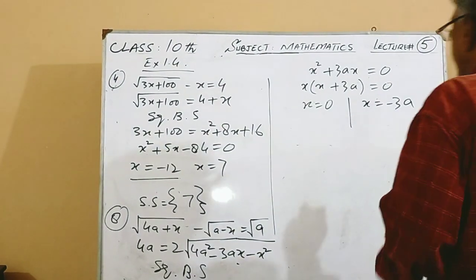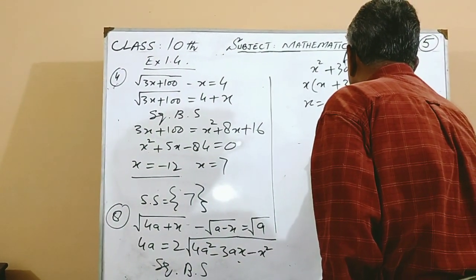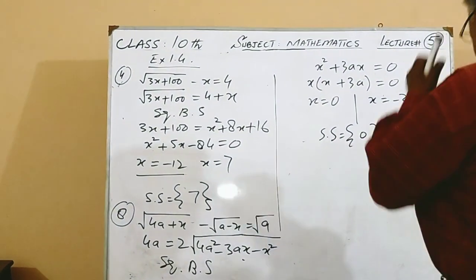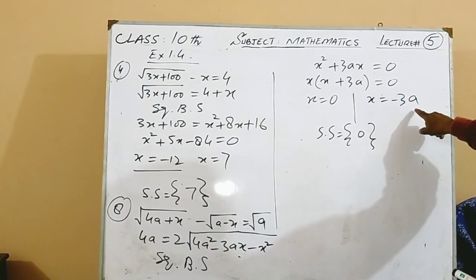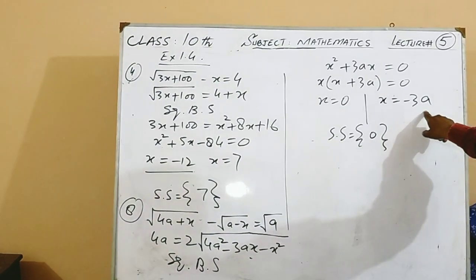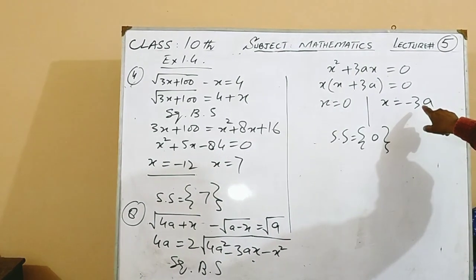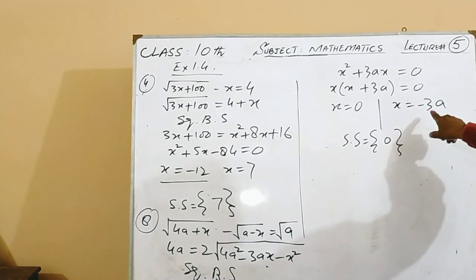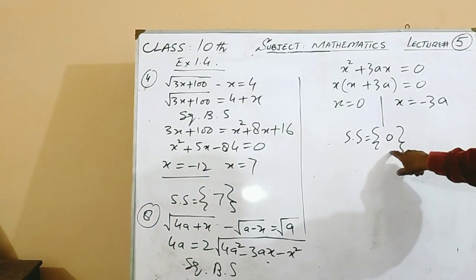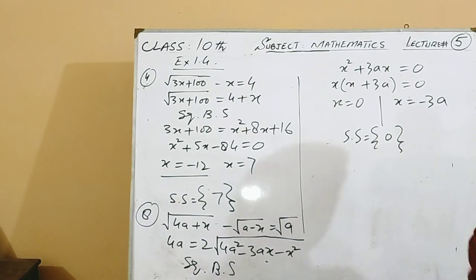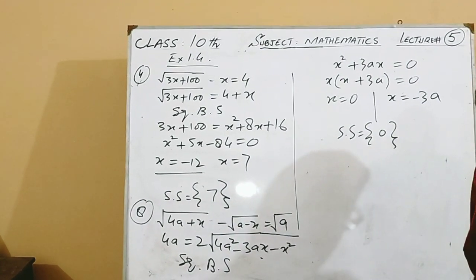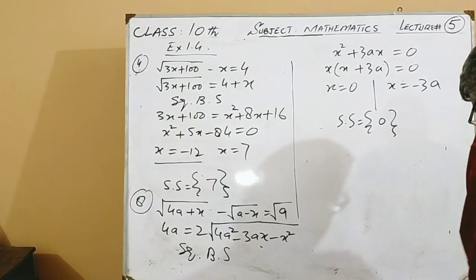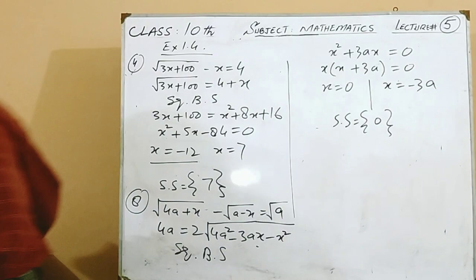Again students, you will see that the solution set is 0. Why is this not included in the solution set? The reason is that this is again an extraneous root. This is an extraneous root and this will not satisfy the original equation, so we will not include this value in the solution set.